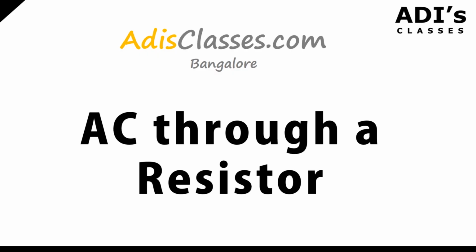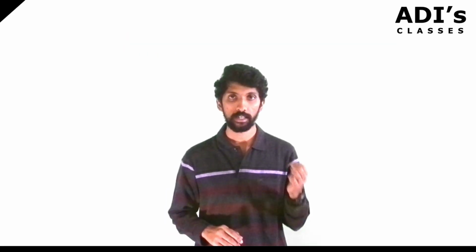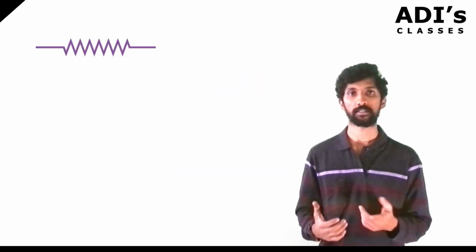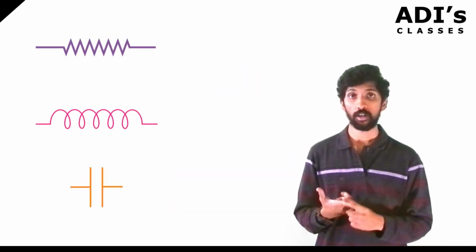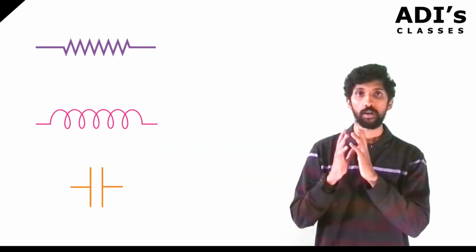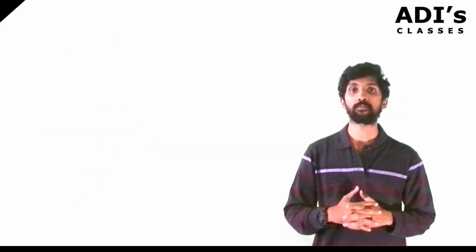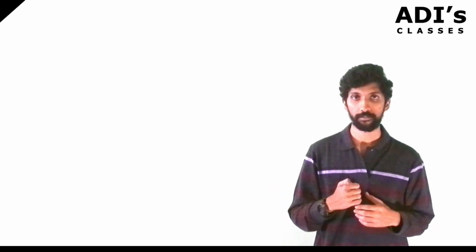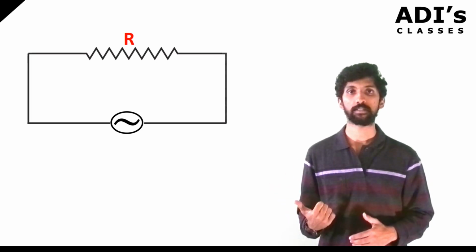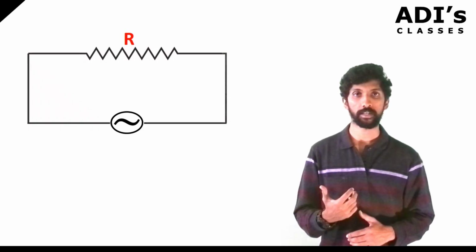So now what we are looking at is when an alternating current is passed through different components. The components we are considering are a resistor, an inductor or a capacitor, or a combination of these three. If you have a resistor, let's see what happens to the EMF and current. Now consider you have a pure resistor connected to some alternating source.